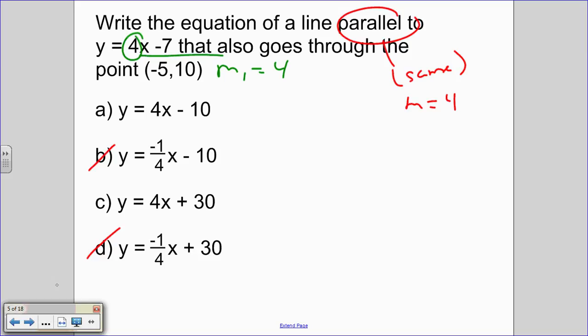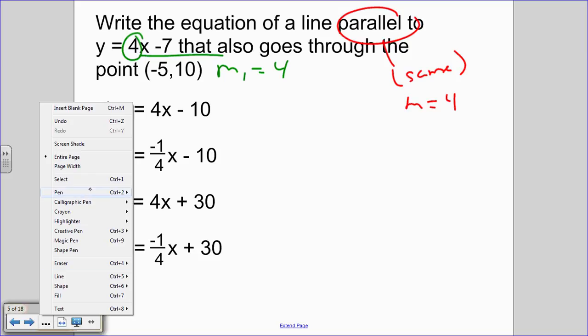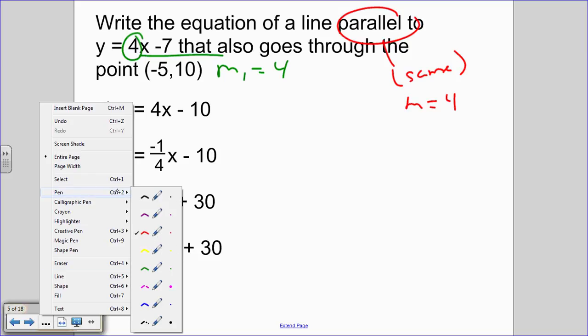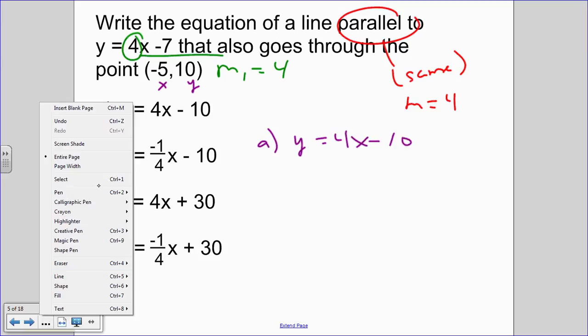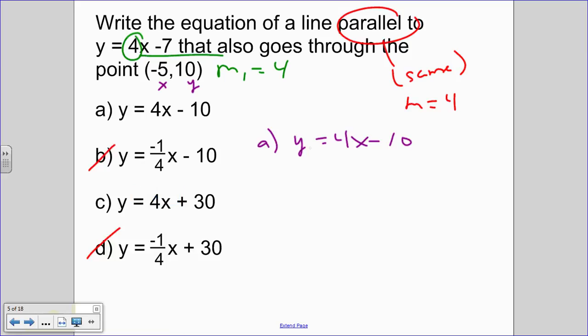And just as I did in the previous question, I'm going to substitute the x and y values to see which one it is. X is -5, y is +10. So if I'm using choice A, y equals 4x minus 10, I'm going to replace y with 10. Ooh, that's a sloppy 10. And x with -5.